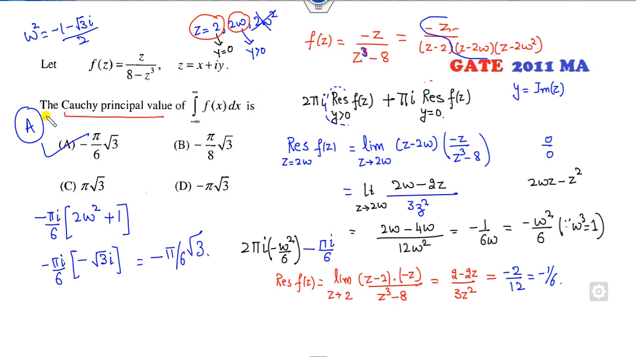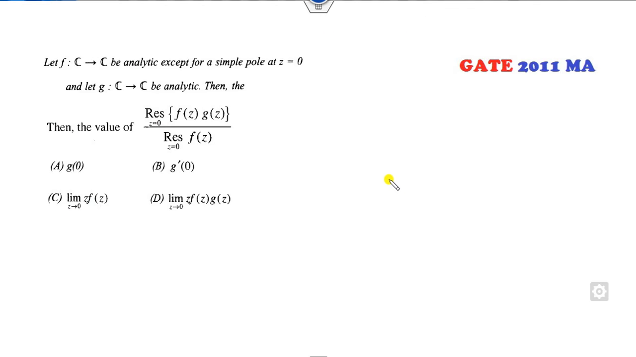So that's a simple little bit of calculation, but it's on you whether you want to take the limit or you want to take the simple derivative rule. Okay, look at this another one.